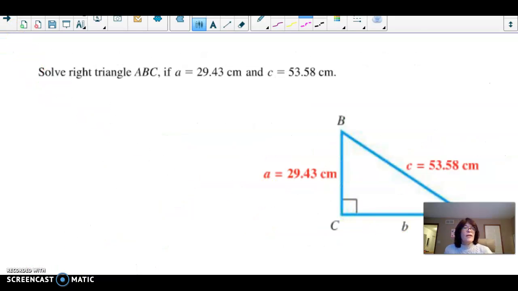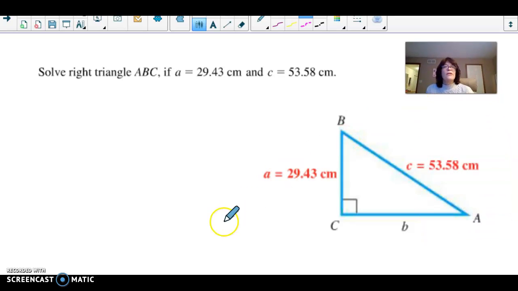Why don't you try this one on your own? Go ahead and pause me. I'm going to pause myself here. It's a little different now. I don't have any angles, do I? Never mind, I'll go through this with you. I forgot this was a different one. No angles.